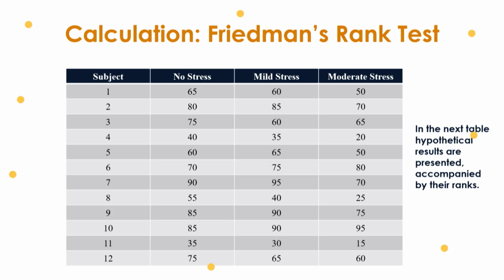So, we have 12 subjects and 3 different conditions, that is no stress, mild stress and moderate stress, which are the 3 different columns. In the next table we are going to give the hypothetical results, presented accompanied by their ranks. Next we see how to rank each group.